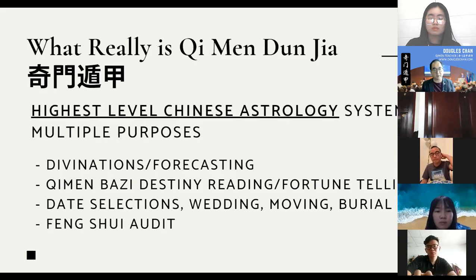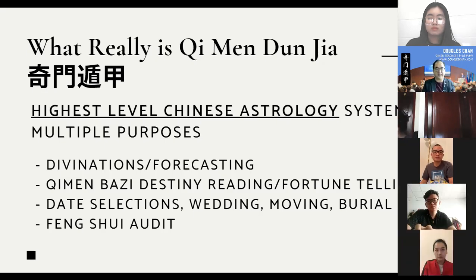Then we have the feng shui audit. Feng shui audit for Qi Men Dun Jia is at a much different level. If you talk about feng shui, those feng shui masters go to your place and use a big compass and adjust this and that. Qi Men Dun Jia doesn't have to do this. Based on the application itself, we can tell what the problem is even without going to the place. This is how powerful Qi Men Dun Jia is, and the accuracy can be quite interesting.